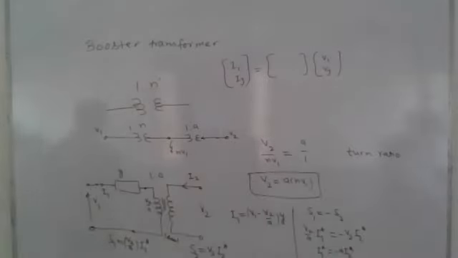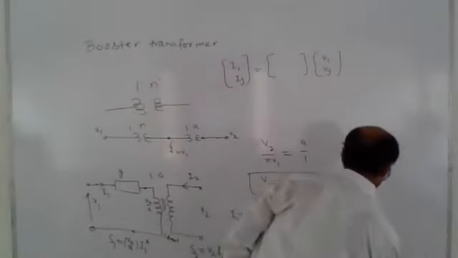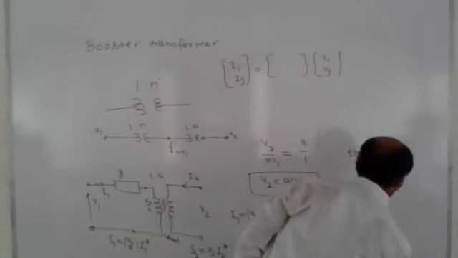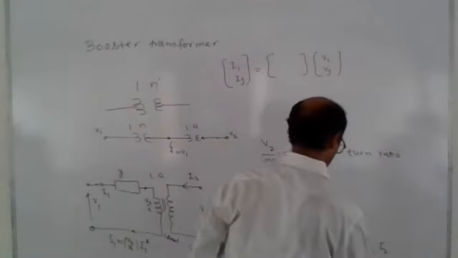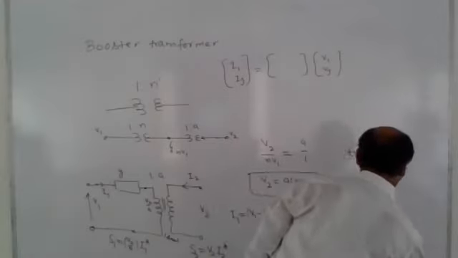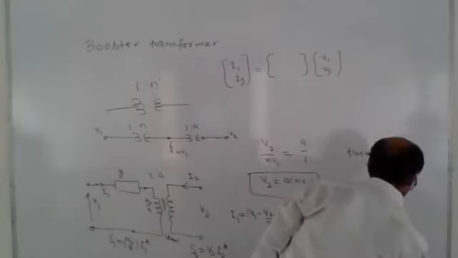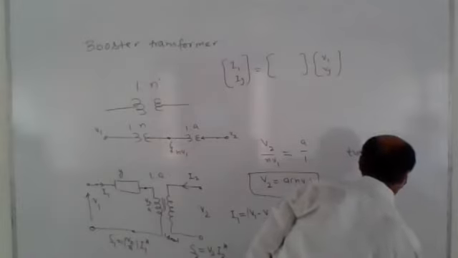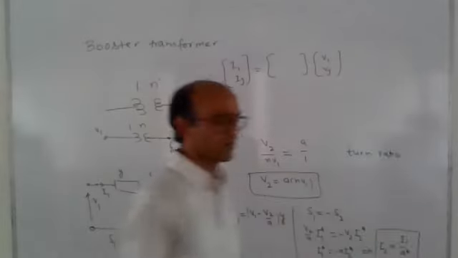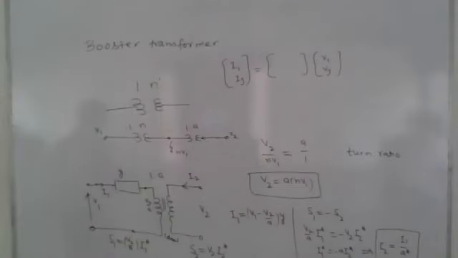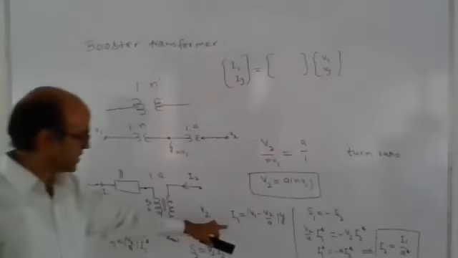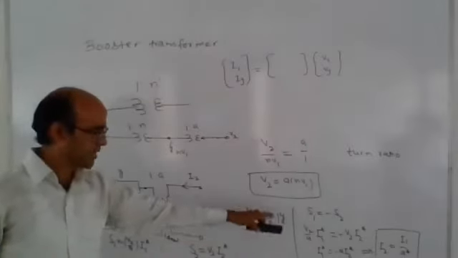So I1 conjugate equal to A times I2 conjugate. From here we can find I2. What is I2? If I take the conjugate on both sides, then I2 is I1 by A conjugate. So this is the I2 value. And we have already found what I1 is. I1 is V1 minus V2 by A into Y.